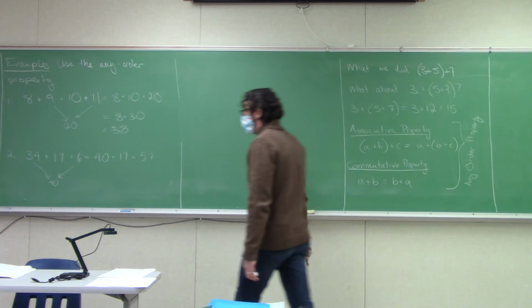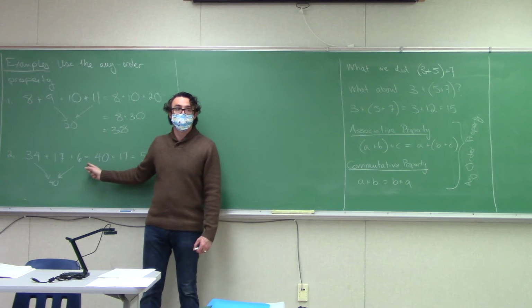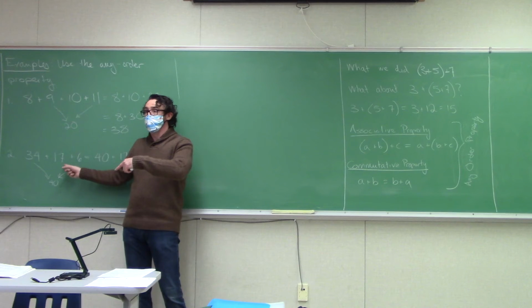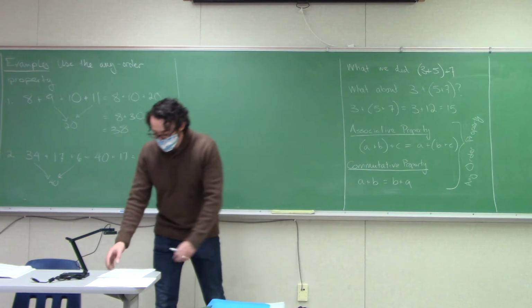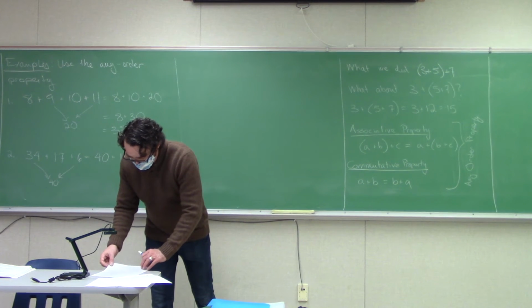The way to do those quickly, learn to spot the tens combinations, okay? Don't just plow ahead in the order that you're given the numbers. You got the any order property. You can switch it up and do it in whatever way is easiest.